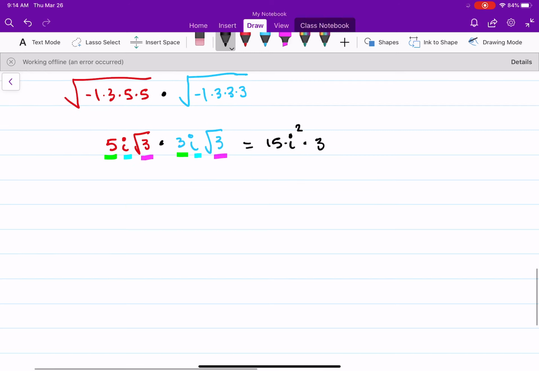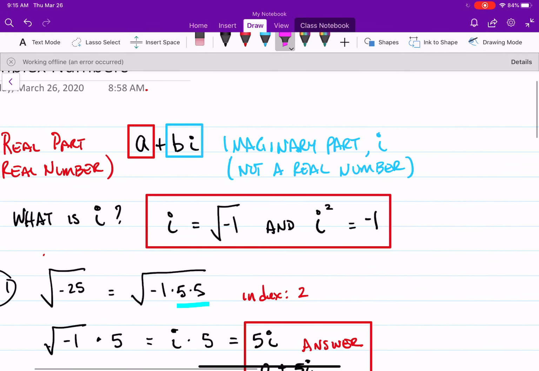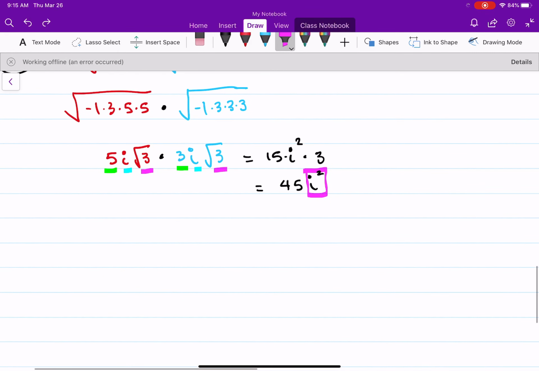So what I actually have here is 45i squared. Okay, so the question is, what in the world is i squared? And we talked about up here, way in the beginning, that i squared is actually equal to negative 1. So, let's come back down here. So, i squared is actually equal to negative 1. So, I actually have 45 times a negative 1, so this is just going to equal negative 45.